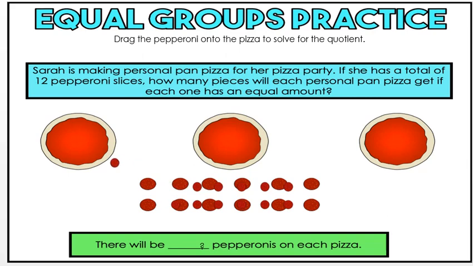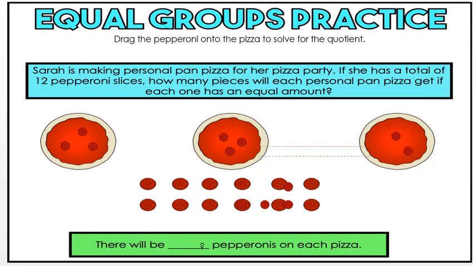All right, let's go. So 1, 2, 3. So there's the first one. 1, 2, 3.